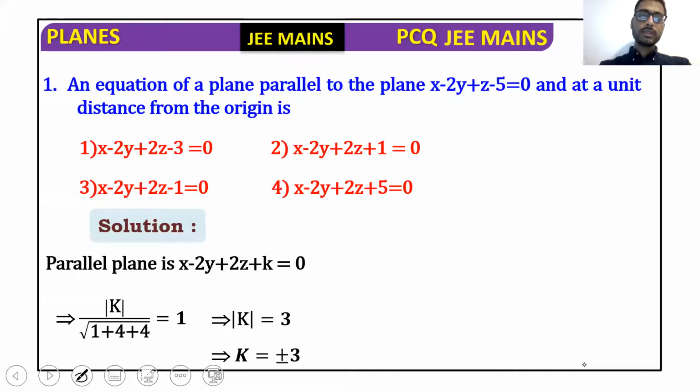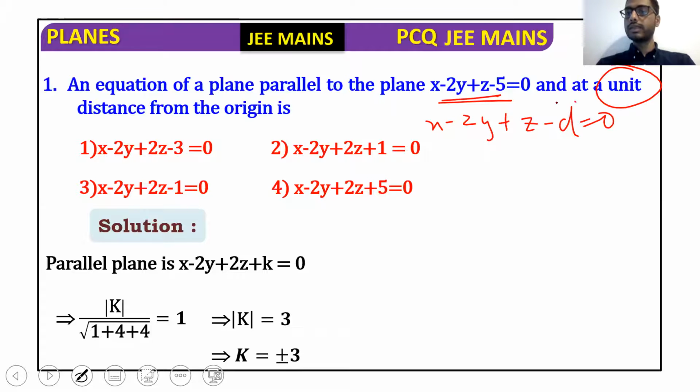Okay, so this question was asked in your JEE exam. Equation of plane which is parallel to this plane and at a unit distance. So equation of plane is parallel to this, therefore equation of new plane would be x minus 2y plus z minus d. Only the value of d will change. So you can write minus d or plus d. At a distance of how much? Unit. So unit distance means distance is given as 1.